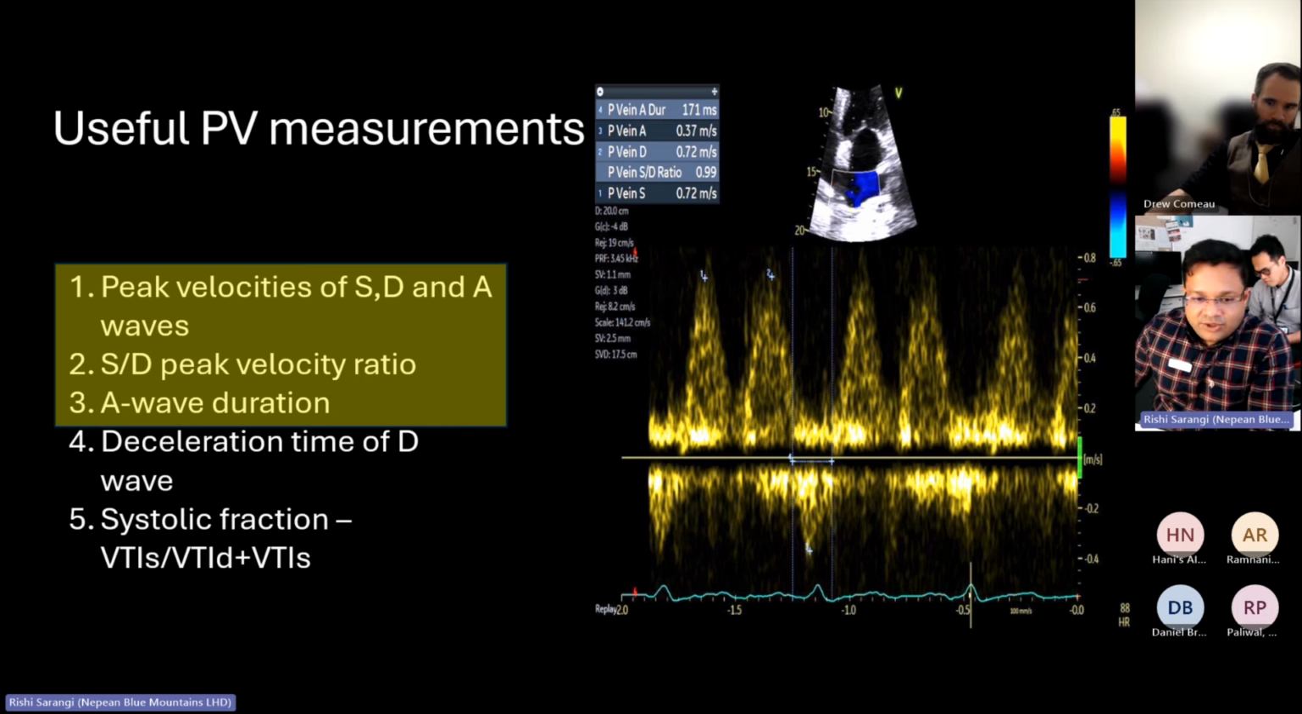The AR duration correlates with this: when you subtract the duration of the A wave from the mitral inflow A duration, if it is more than 30 and combined with a short deceleration time, that is useful as a predictor of diastolic dysfunction. As a thumb rule, a deceleration time of less than 175 correlates with a left atrial pressure of more than 17, and a deceleration time of more than 275 correlates with a left atrial pressure of less than 6, which is normal. The systolic fraction is very interesting because it is highly predictive. If it is more than 55%, it is highly predictive of normal left atrial pressure.